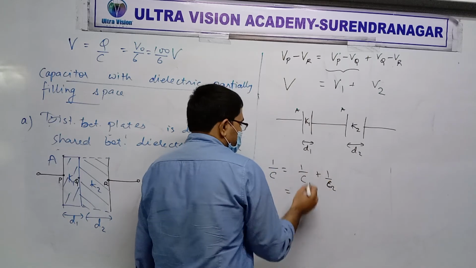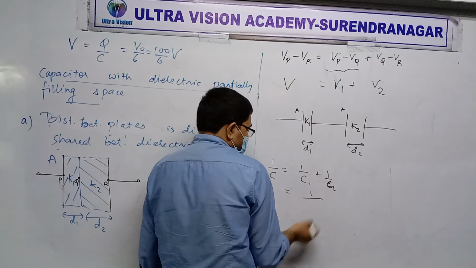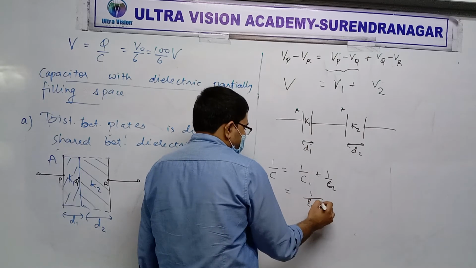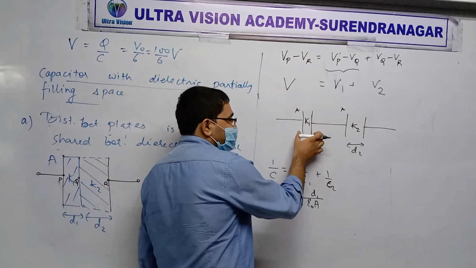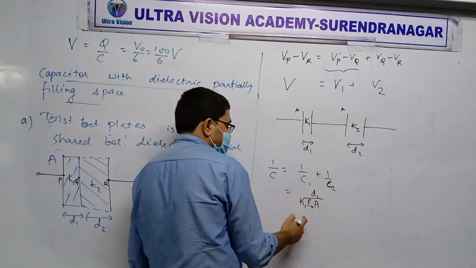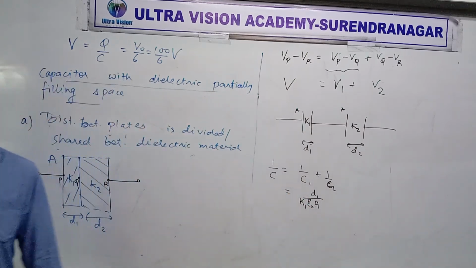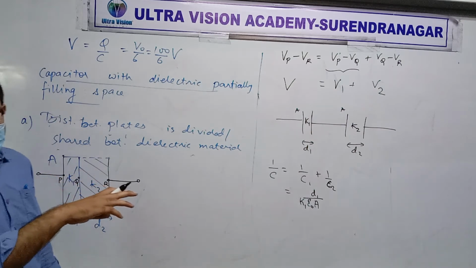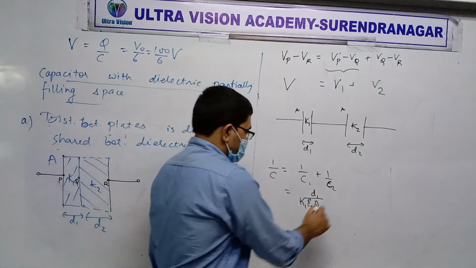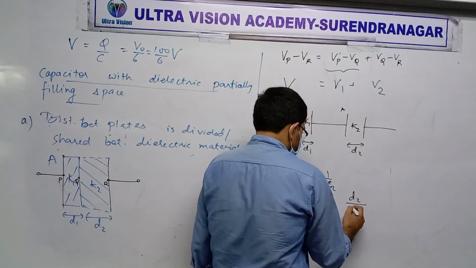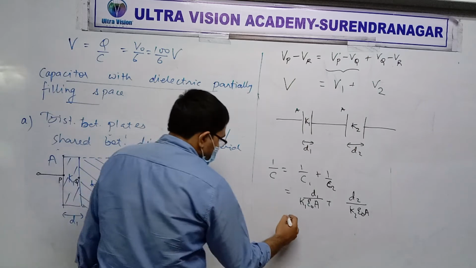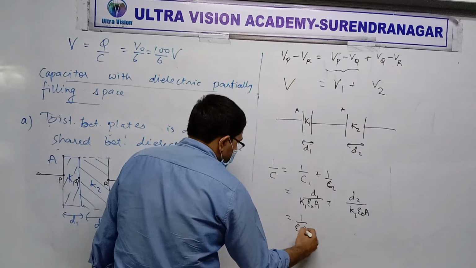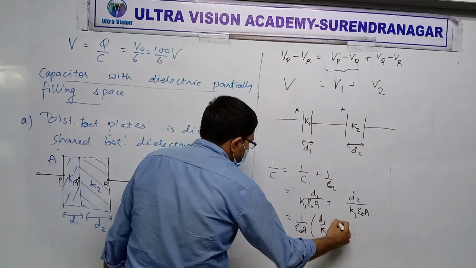So what is 1 by C1? First of all, 1 by epsilon 0 A by D1. But that's not filled with air. This is filled with dielectric material. So here K1 will come, C1 is equal to K1 into epsilon 0 A by d1. Yes, no. Yes. K comes in the denominator, understood? Okay, because C is in the denominator. Similarly for the second. Anything common? 1 upon epsilon 0 A is common. And then you have D1 by K1 plus D2 by K2.